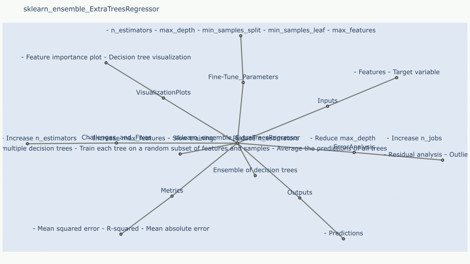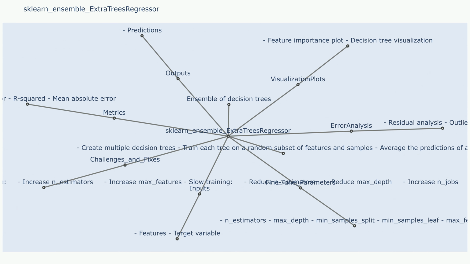Fixes to challenge 2. Reduce the number of trees, n_estimators. Consider using parallel processing techniques to speed up training. Optimize the hyperparameters to reduce the number of splits and nodes in the trees. Explore alternative algorithms like random forest, which may have a faster training time for similar performance.